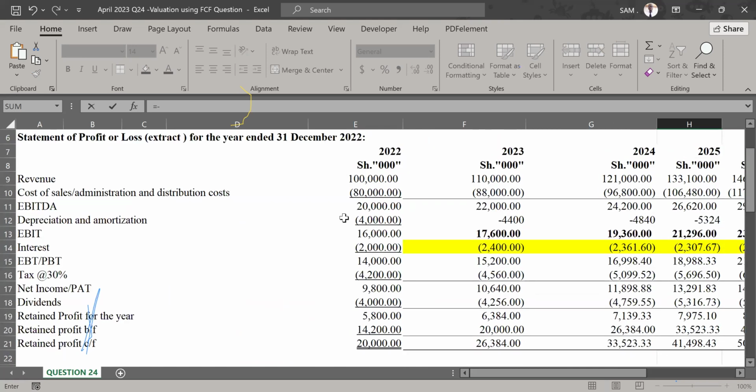Depreciation and amortization. Kindly mute back. There's a member who was unmuted. Guys, forget to mute back.